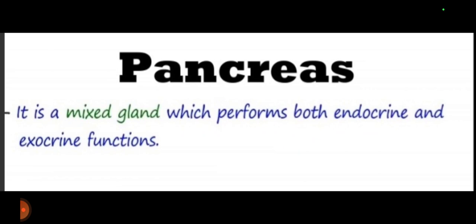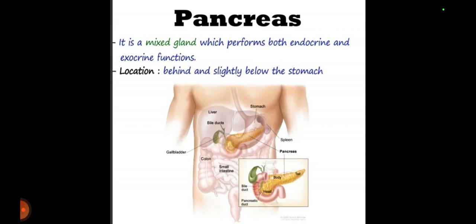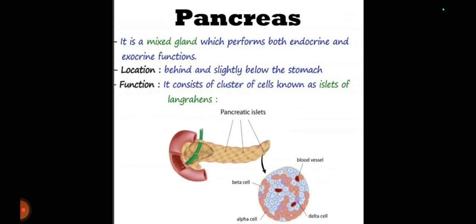The last and very important gland is the pancreas. It is called a mixed gland because it performs both functions. As we have learned, glands are of two types, endocrine and exocrine. The pancreas is both an endocrine gland and an exocrine gland. Its location is behind and slightly below the stomach. As you can see, there are some clusters of cells on the pancreas. These are the islets of Langerhans.